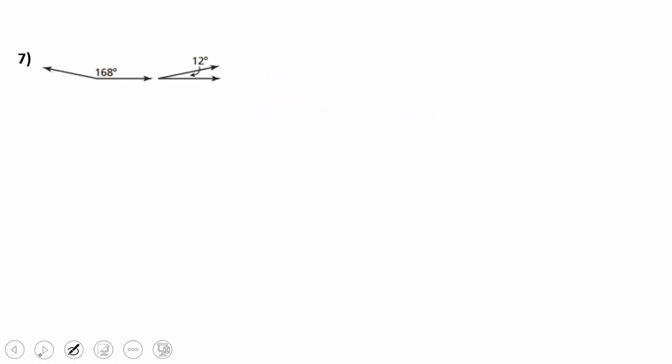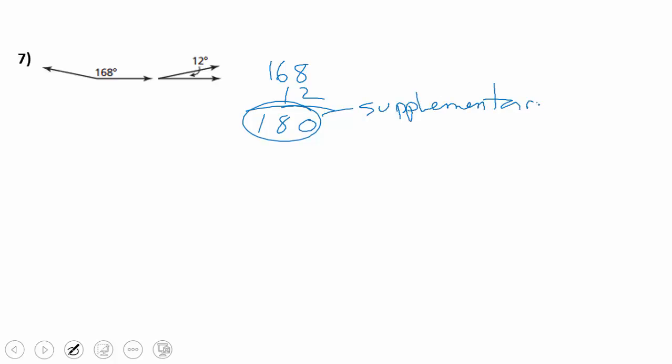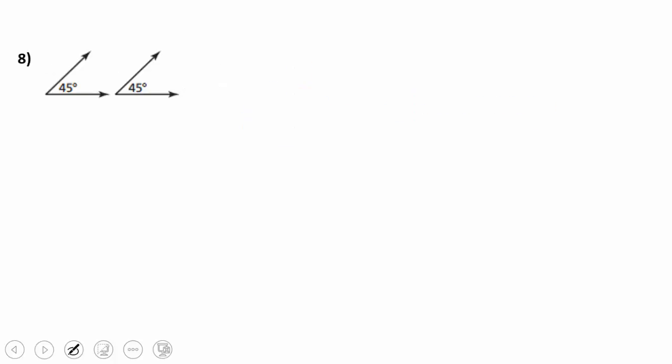168 and 12. I don't know why I hesitated there for a second. 180. Again, supplementary. And last but not least for today, 45 and 45. Well, I already know in my head what that is. That's 90.